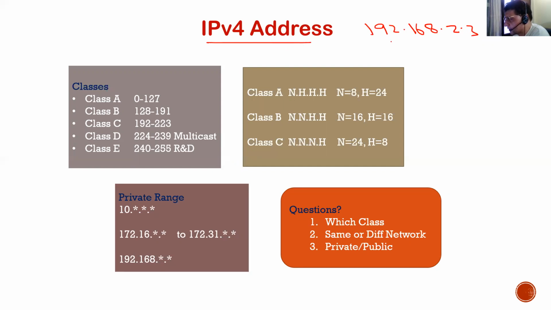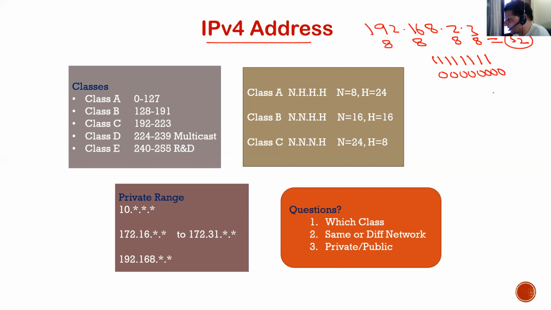192.168.2.3. Each of these is an octet, 8 bits: 8, 8, 8, 8. So in total 32 bits. An IPv4 address is of 32 bits. So the maximum value here could be all ones, 11111111, and the minimum value could be all zeros.